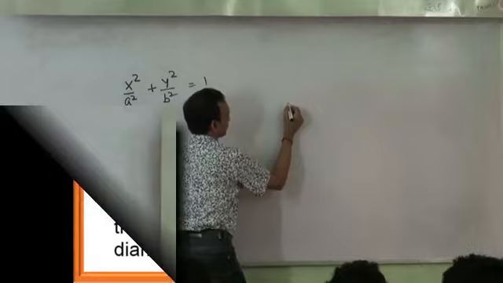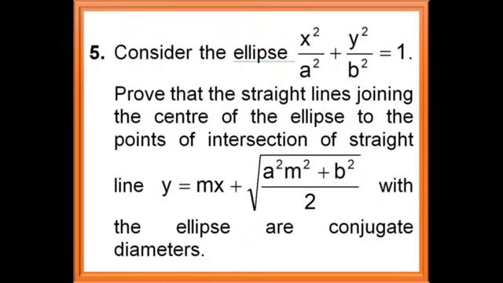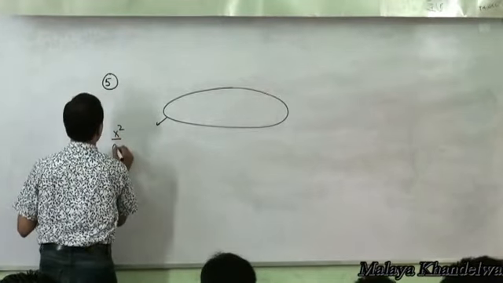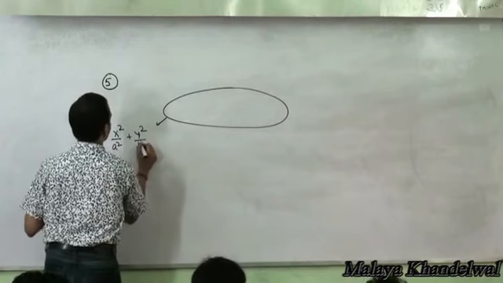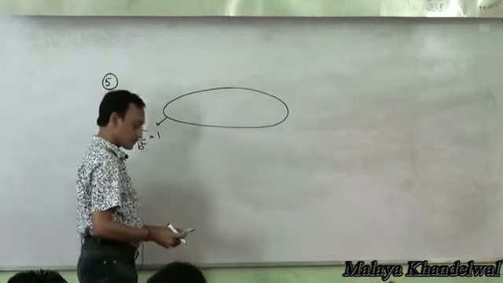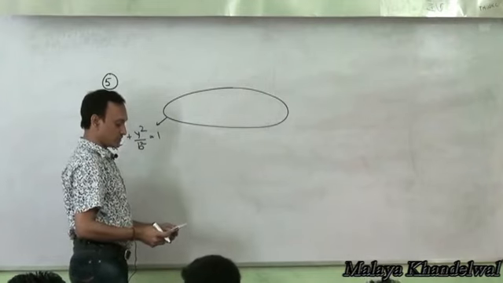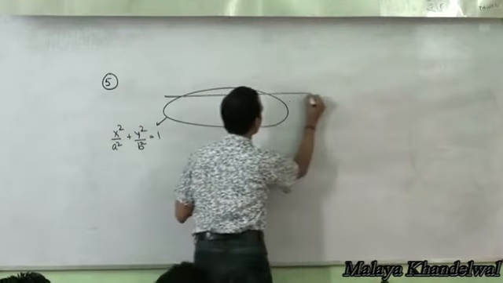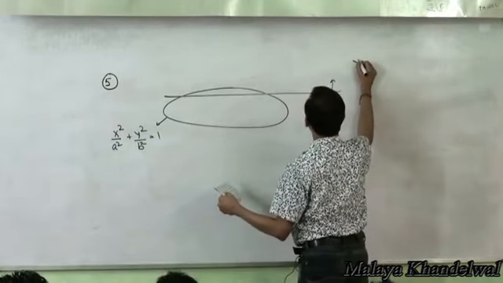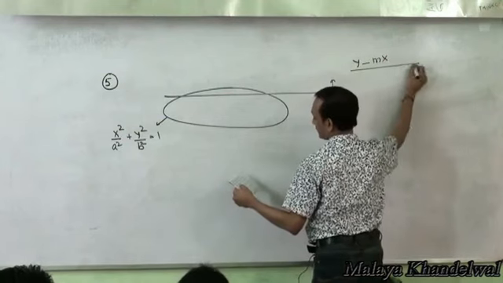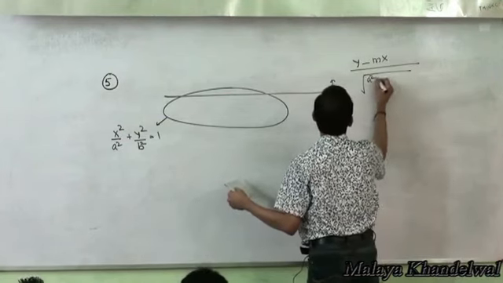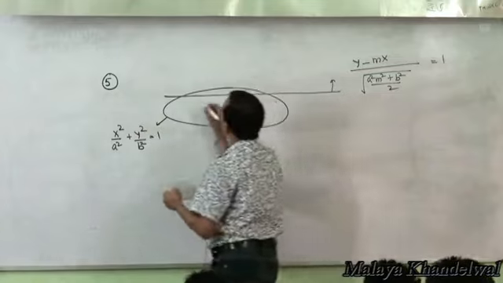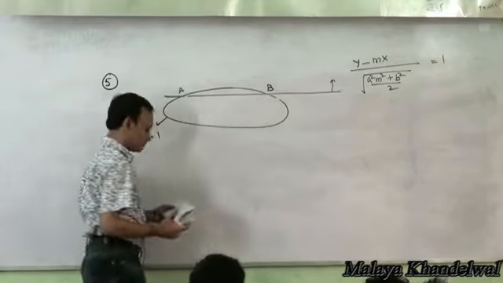Shall we proceed? This is an ellipse, x square by a square plus y square by b square equal to 1. Prove that the straight lines joining the center of the ellipse to the points of intersection of the line, y minus mx by root a squared m squared plus b squared by 2, equal to 1, intersecting the ellipse at A and B.